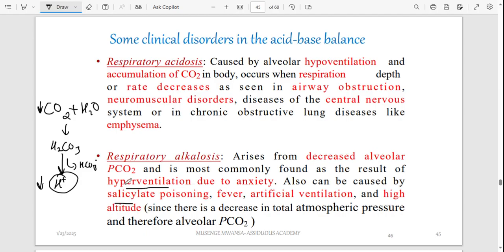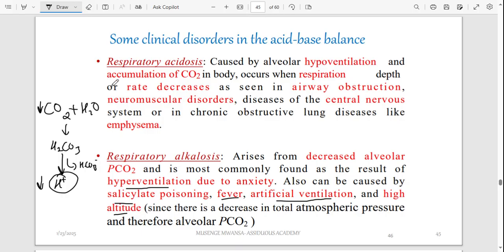When you take aspirin, you can also have respiratory alkalosis, fever, artificial ventilation where you are breathing using some other methods, or even high altitude when you go very high. The condition is not too good, it can be deadly.